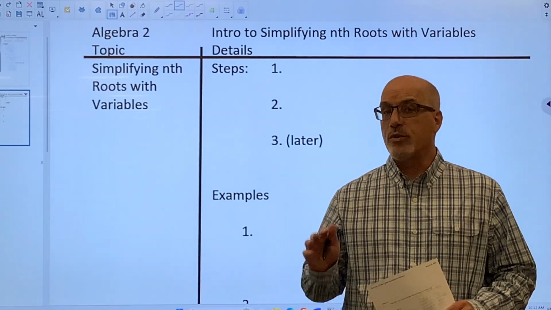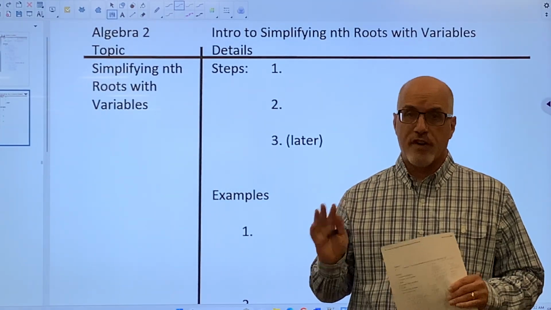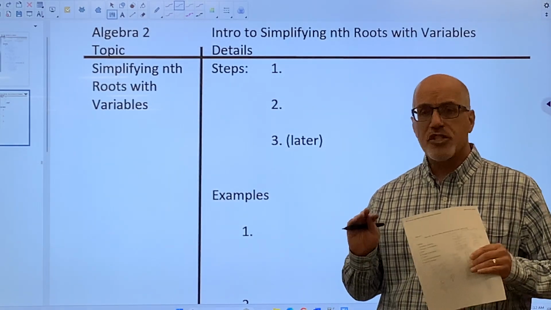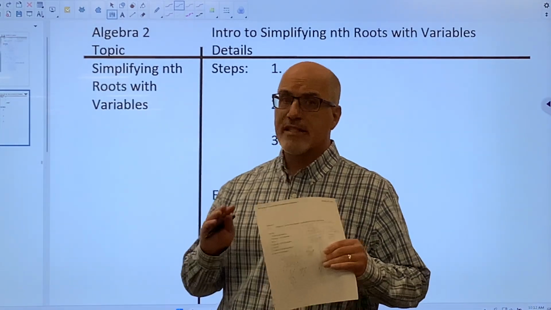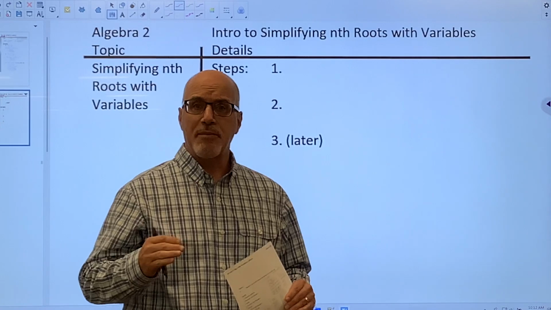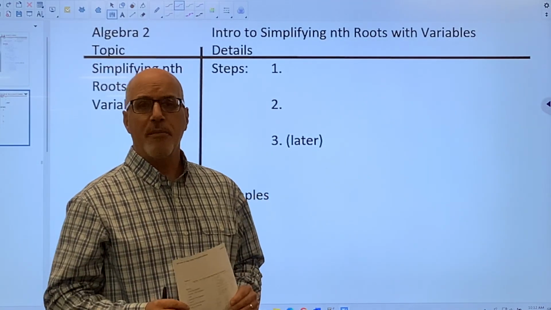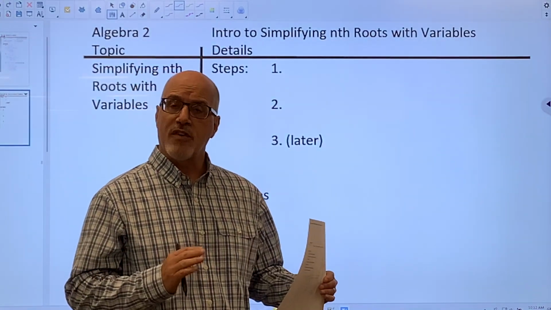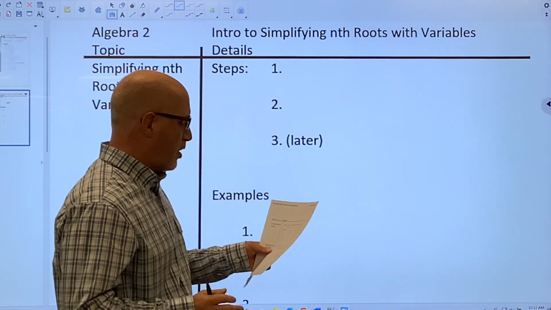In this lesson we're going to simplify nth roots with variables involved. This is just going to be an introduction. We're going to look at simpler problems just to get the steps down, and then later we'll look at more complicated problems that might even involve absolute value. So let's start with our steps.